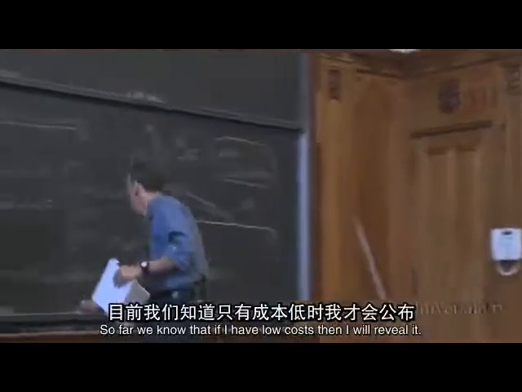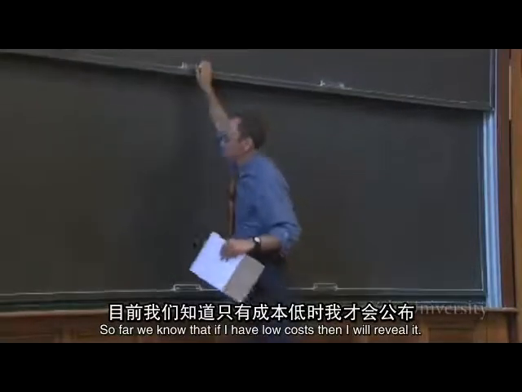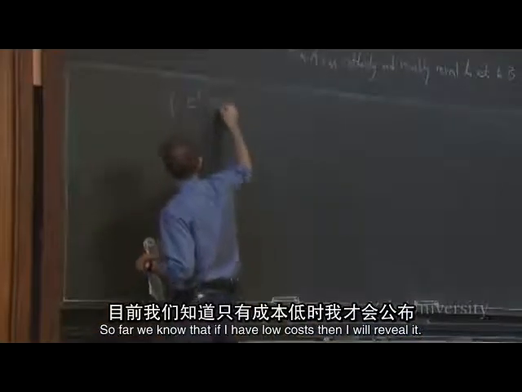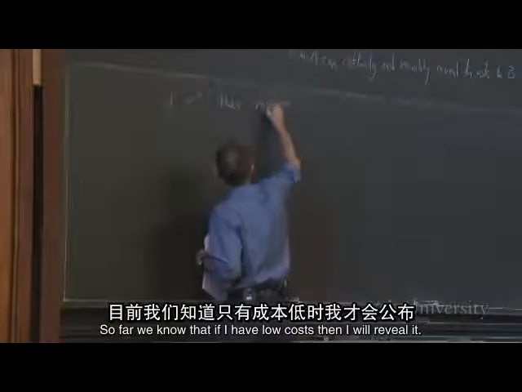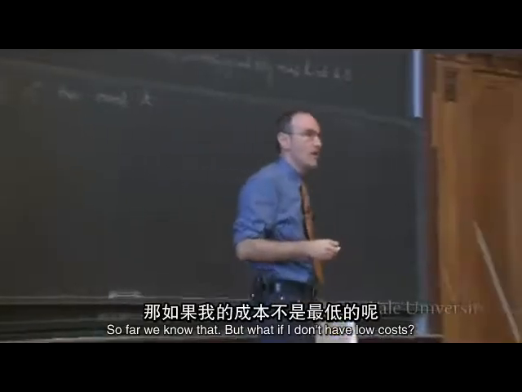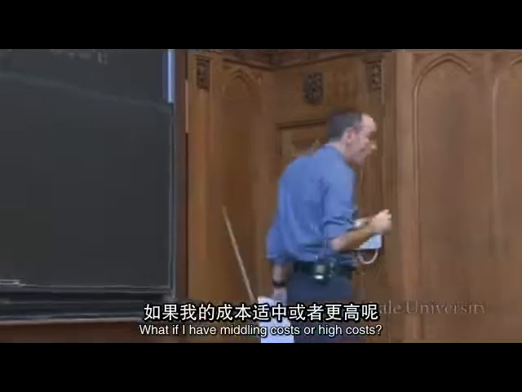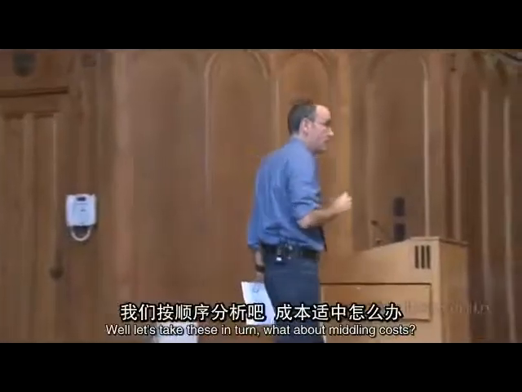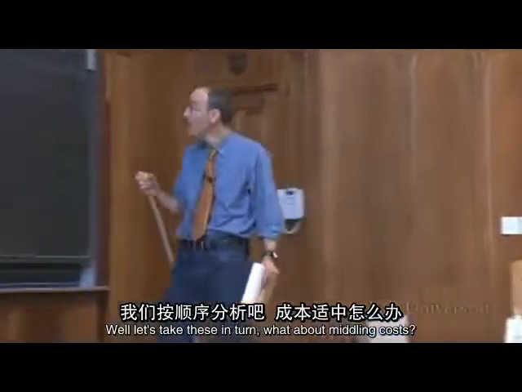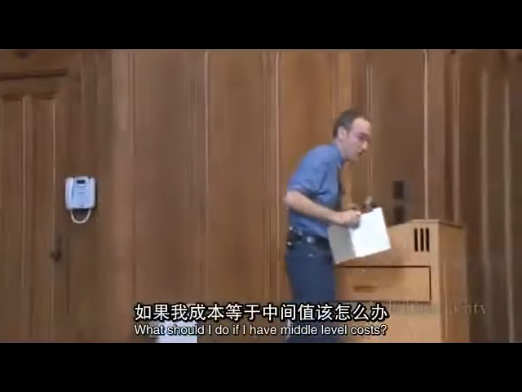So far what do we know? So far we know that if I have low costs, then I will reveal it. All right? So far we know that. But what if I don't have low costs? What if I have middling costs or high costs? Well, let's take these in turn. What about middling costs? What should I do if I have middle level costs?